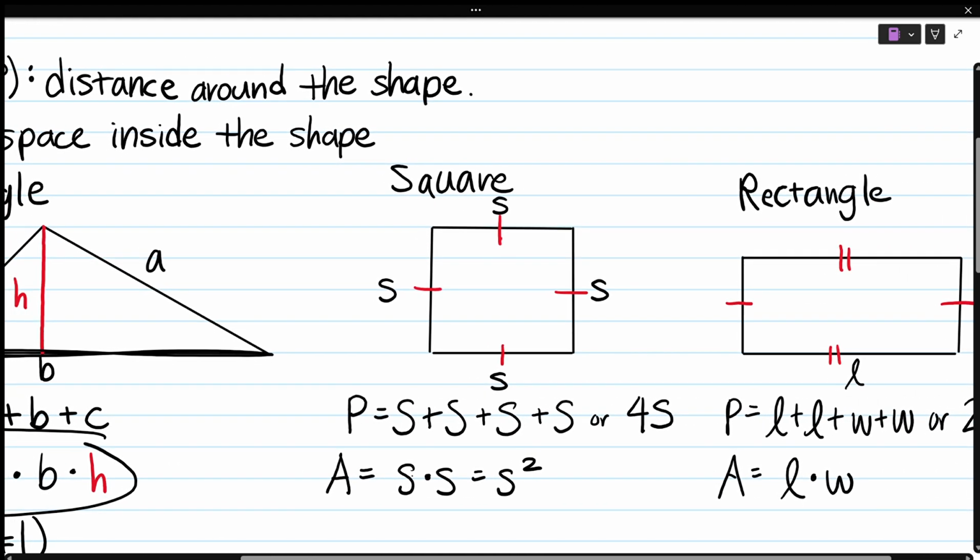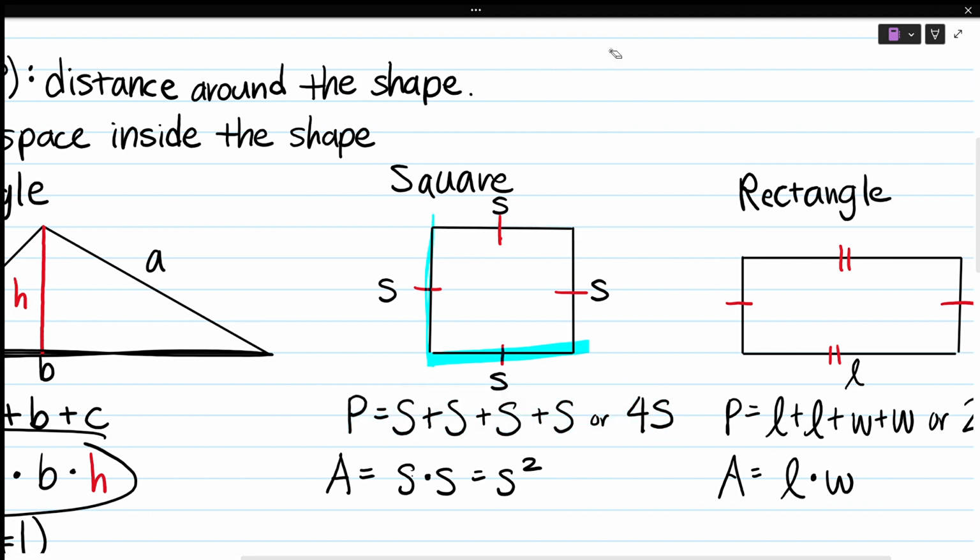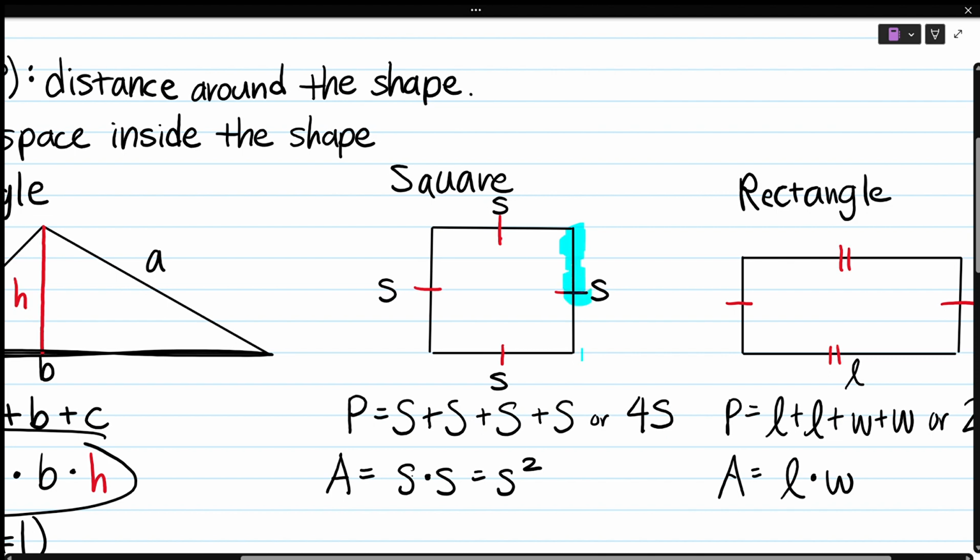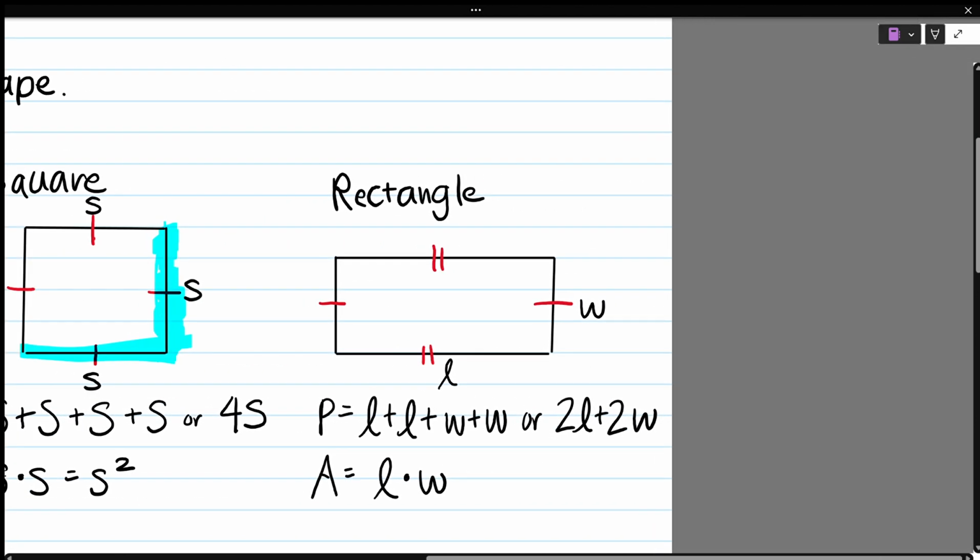For a square, same thing. This side plus this side plus this side plus this side is your perimeter, because you're just adding up all the sides. For the area, you just multiply two of the sides, since in a square all the sides are the same. A rectangle is the same thing: add up all the sides for perimeter, but for area, you multiply the length and the width. Length times width. That's it.